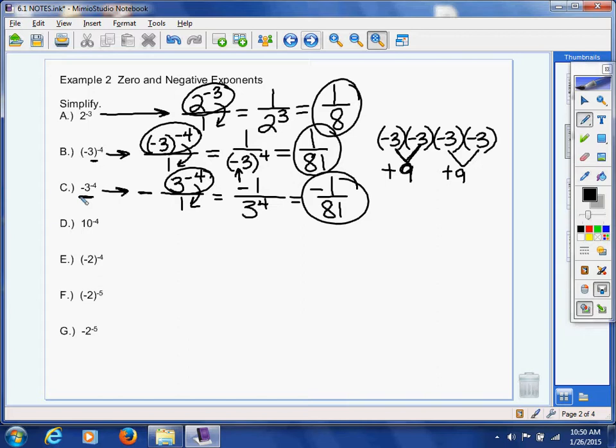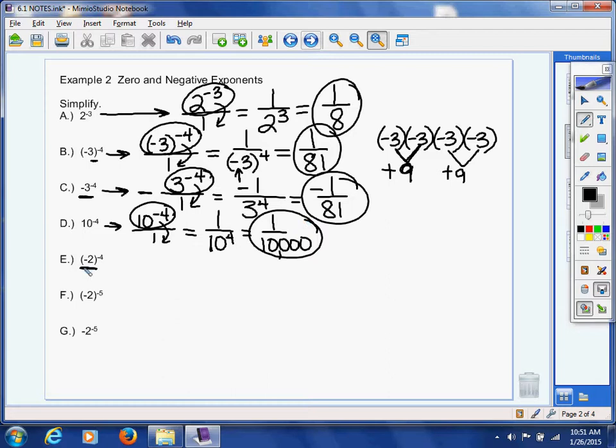Okay, let's look at D. We've got 10 to the -4, same deal. Think of it like it's over 1. And then we're just going to bump that whole 10 to the -4 down to the bottom, and we'll have 10 to the +4. And remember, that's just a 1 with 4 zeros behind it. So it's 1/10,000. And that's the neat thing about raising 10 to any power. If it's a positive power, you just take a 1 and add however many zeros the exponent says there are. That is all you do there.